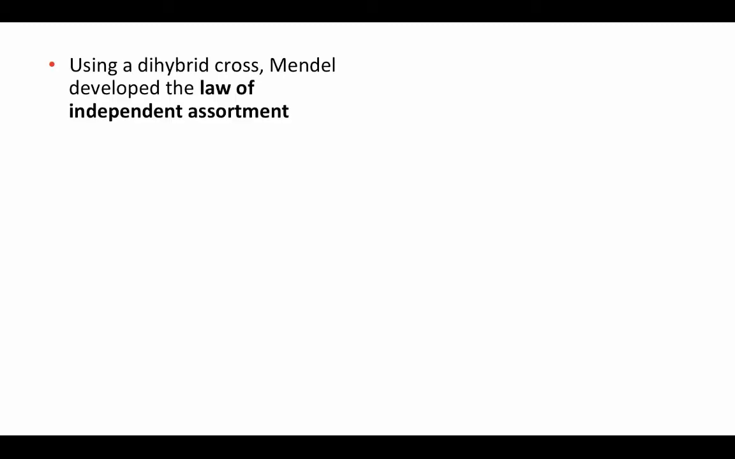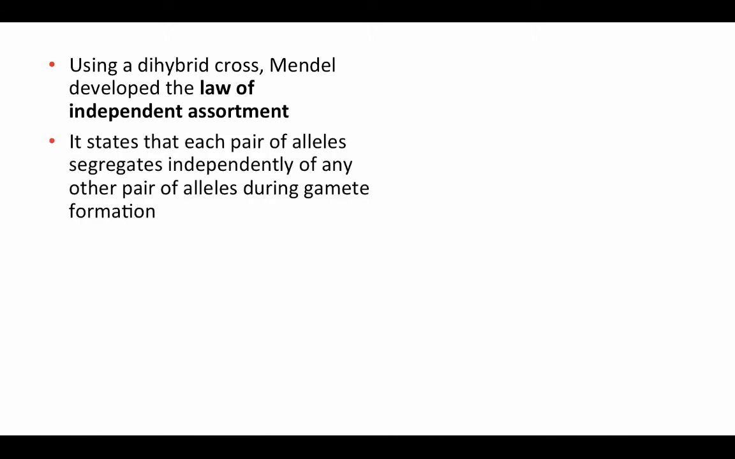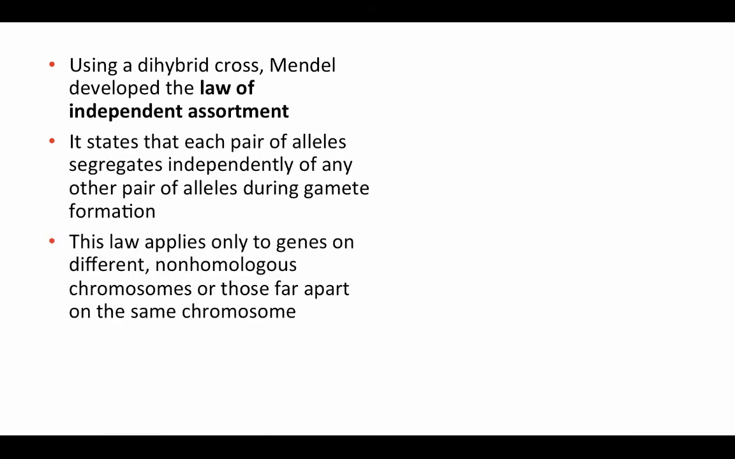Using a dihybrid cross, Mendel developed the law of independent assortment. It states that each pair of alleles segregates independently of any other pair of alleles during gamete formation. So not only do the 2 alleles separate from each other, they do this completely independently of the other alleles at the other genes.